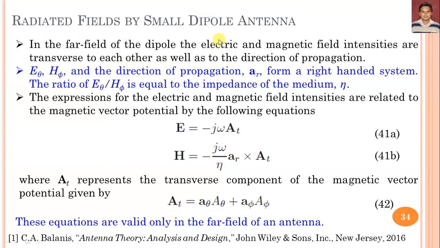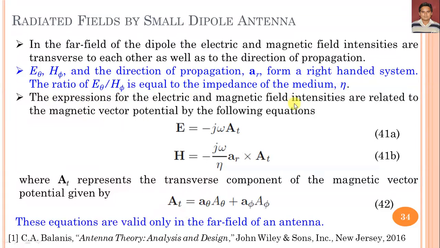In the far field region, the electric and magnetic field intensities are transverse to each other as well as to the direction of propagation, as we have discussed in the previous lecture also. Here again we have discussed that E theta, H phi and the direction of propagation ar form a right handed system. The ratio of E theta upon H phi is equal to the impedance of the medium, or in free space, equal to eta. This is an important expression needed when we are calculating the directivity and radiation resistance.